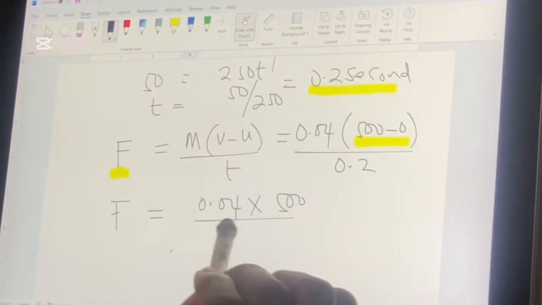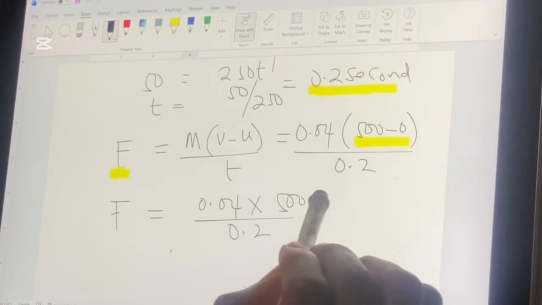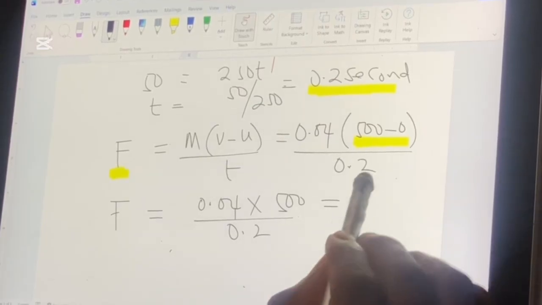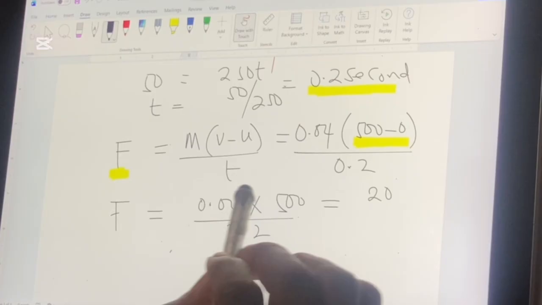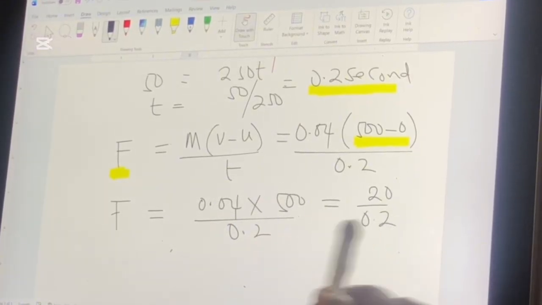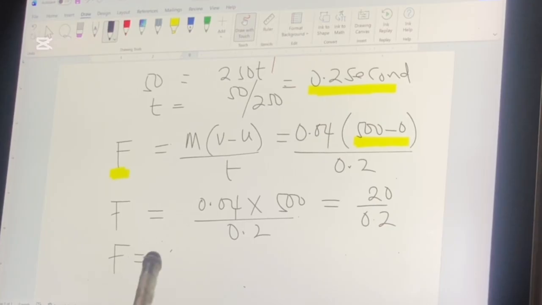Please take note. 500 over 0.2. So punch your calculator. 0.04 times 500 divided by 0.2. We have this to be 20. That is 0.04 times 500 is 20 over 0.2. So our total answer will be equal to 100 newtons.